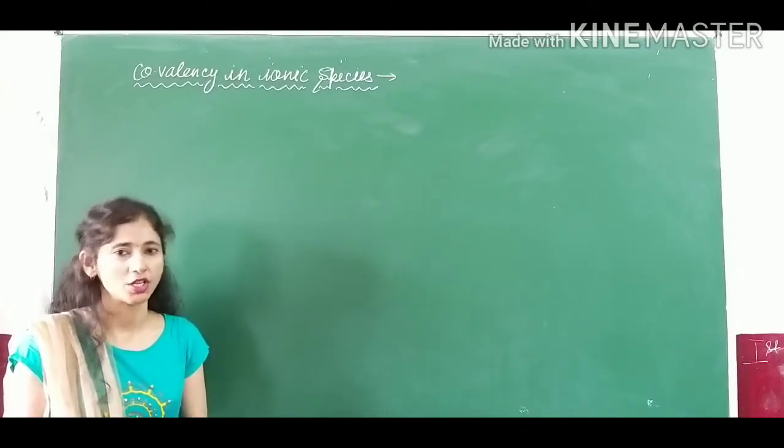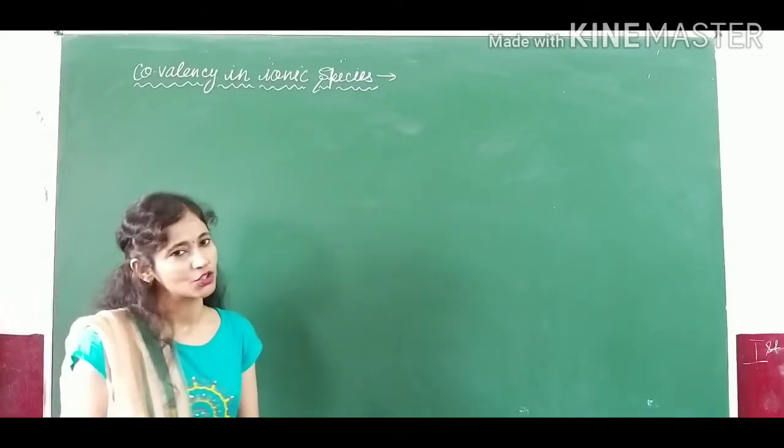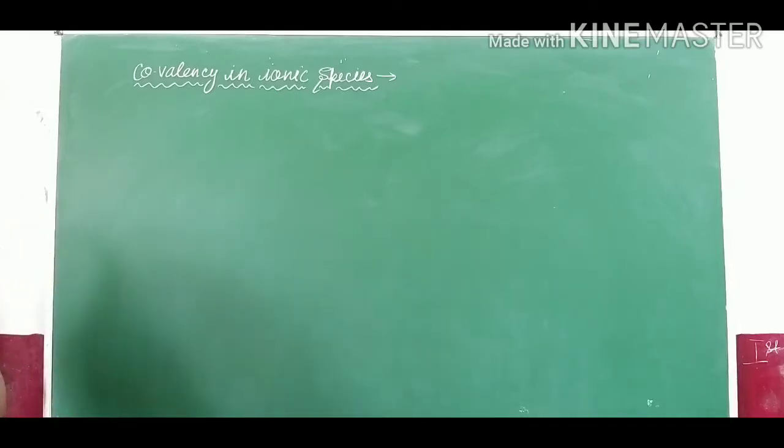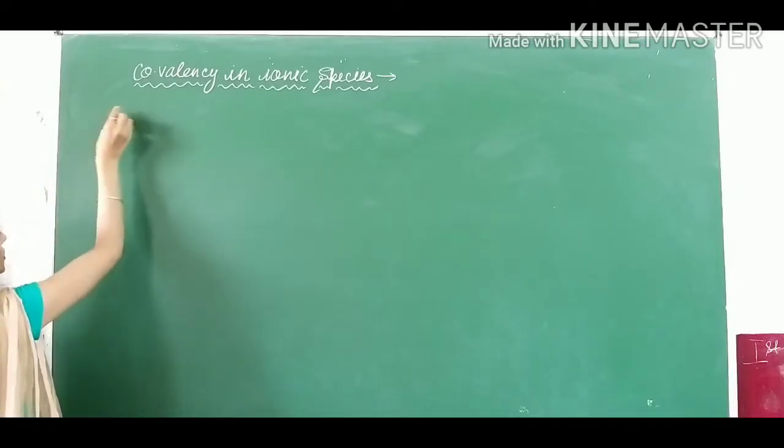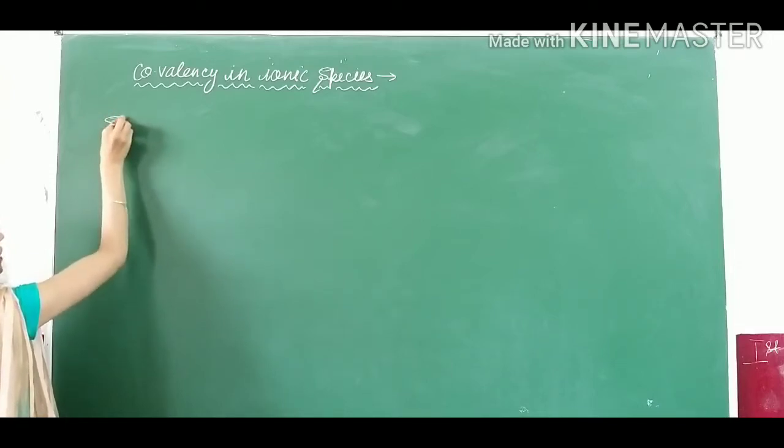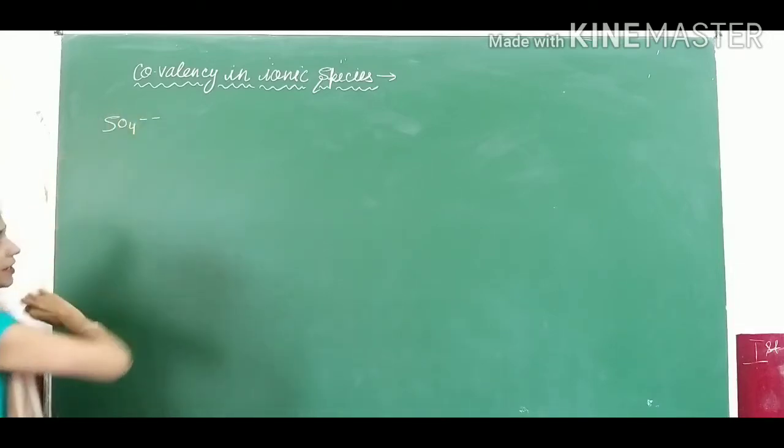Show their sharing. Okay, so that I am going to discuss with you. So let's start. The first molecule which I am taking is of an ionic species. This is SO4 2 negative.